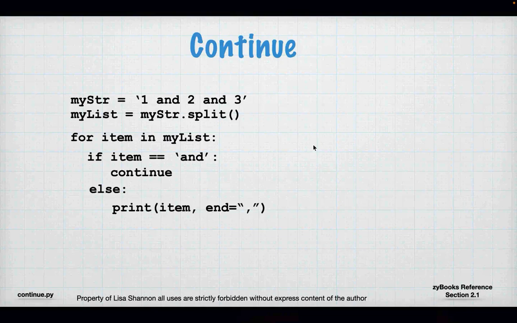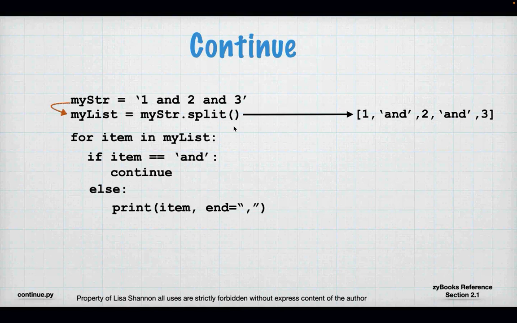Continue is similar, okay? What continue does is it says don't do anything else, go up to the top of the loop and do it again. So here I'm just doing some string. I'm going to say split string by space, and I am going to have 1 and 2 and 3. So that's what the split does for me. I've just created a sequence from a string. And now I'm going to do a for, and this is for item in my list. My list, as we can see, has 1, and 2, and 3.